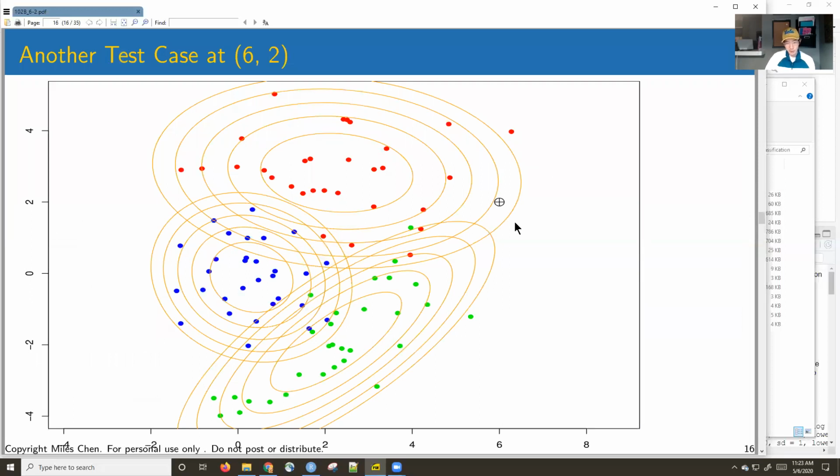Okay, what if I pick another point and move this one a little bit closer this way? If I move the point over to here, now which class do you think is most likely? This one's a little bit harder. Should it be the green or the red? It's a little bit tougher to tell now. Our test case is at 5,1, which is right here.